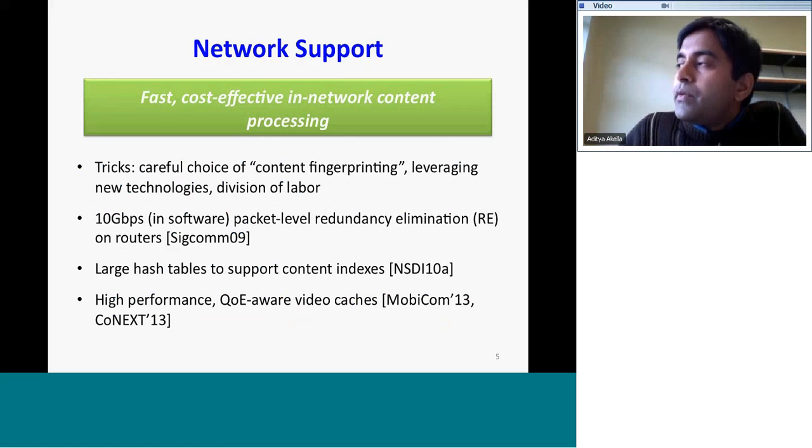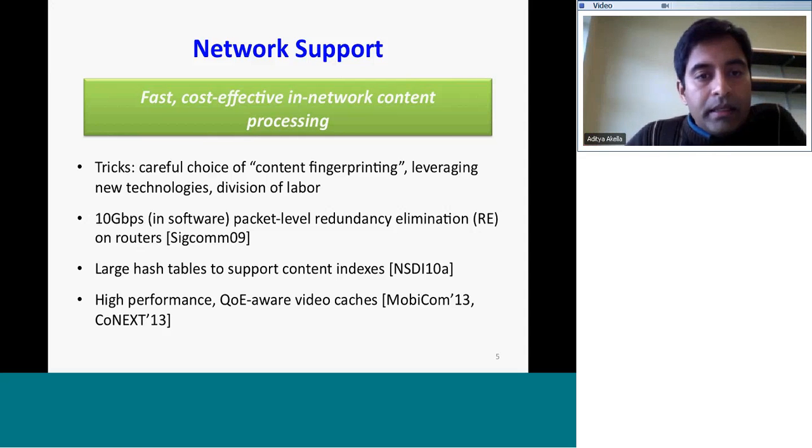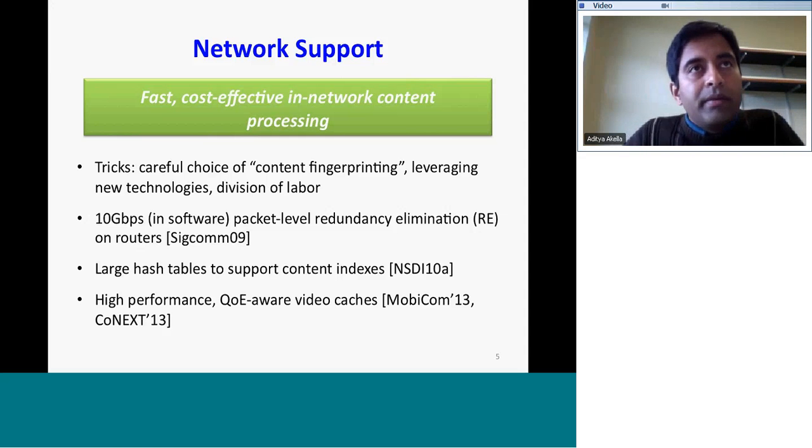And in designing support for this kind of action to work in a fast, effective manner, there are a variety of tricks that you can dig into. One of the things that ends up becoming important is something called content fingerprinting. This is something I'll touch upon in slightly more detail later in this talk. This is essentially being able to get some hooks into the content based on which you can do some further processing on the content. And careful choice of these content fingerprinting algorithms can lead to enormous benefits.